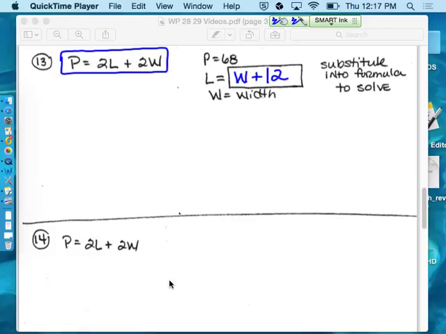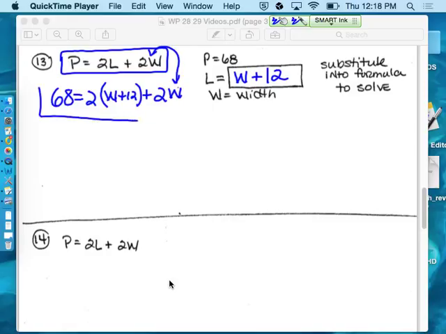Then you come back to your formula and you make your substitutions. P gets replaced by 68, the L gets replaced by W plus 12, and then the W from the formula just would remain W in my problem. And then here, I'm assuming that you all can take it from there and solve that on your own. And number 14 is exactly the same.